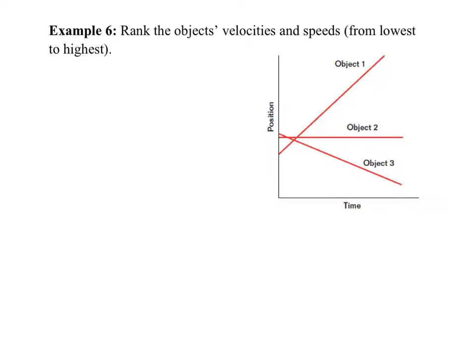All right, let's go take a look at an example. Rank the object's velocities and speeds from lowest to greatest. So this is simply asking you about your slope and the concept of velocity versus speed. So let's start with velocity. It's the easier of the two, I think. Rank the object's velocities, from lowest to highest or least to greatest. Which would have the least velocity in this case, or the lowest or least velocity in this problem?